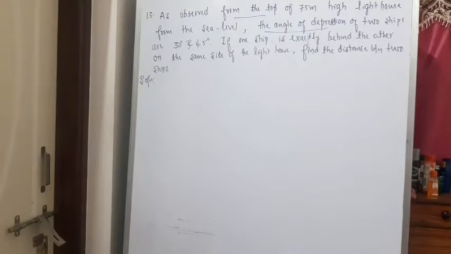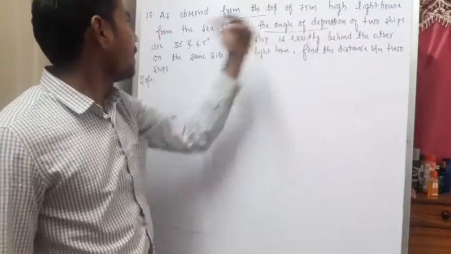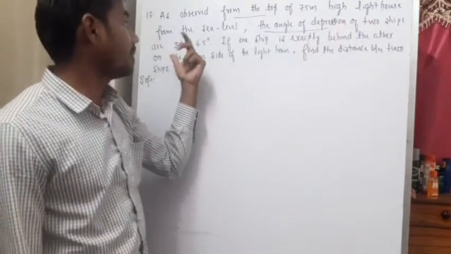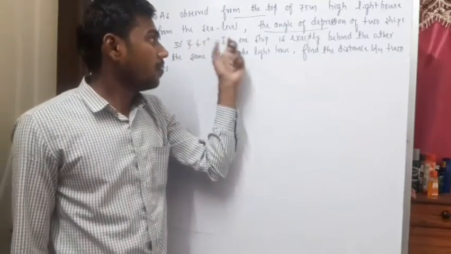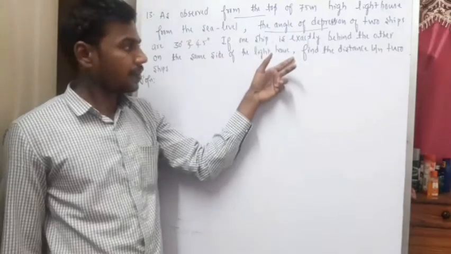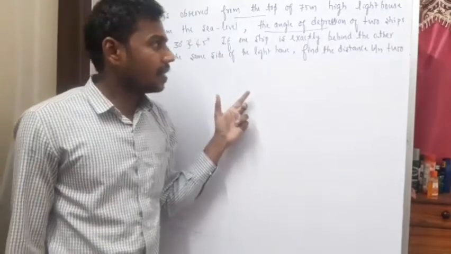Now the 13th question: as observed from the top of a 75-meter high lighthouse from the sea level, the angles of depression of two ships are 30 degree and 45 degree. If one ship is exactly behind the other on the same side of the lighthouse, find the distance between the two ships. Please let me see the focus.